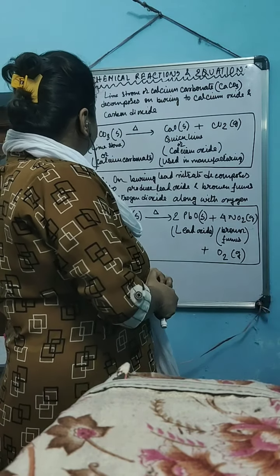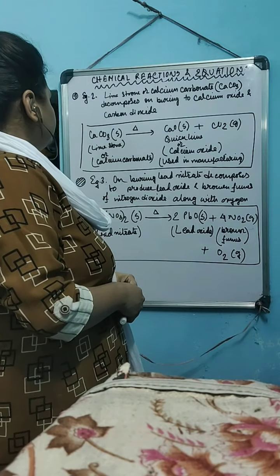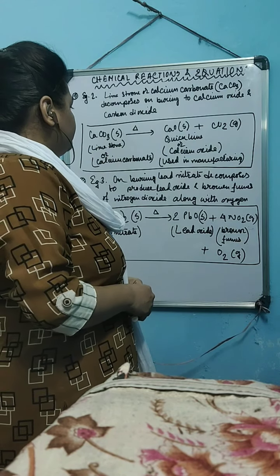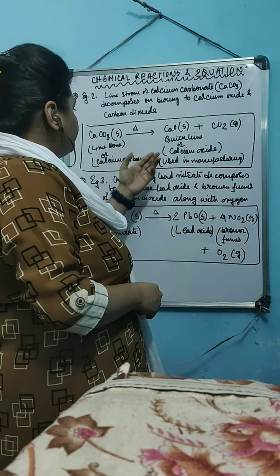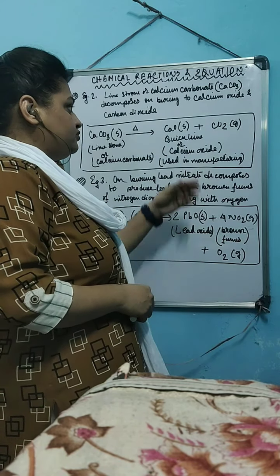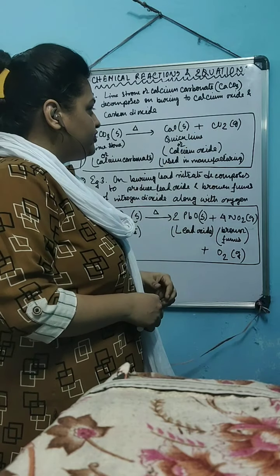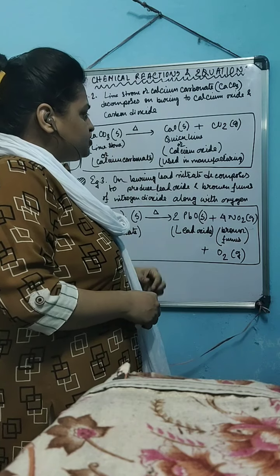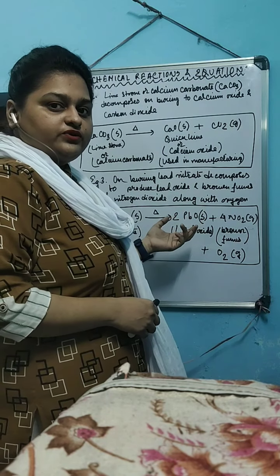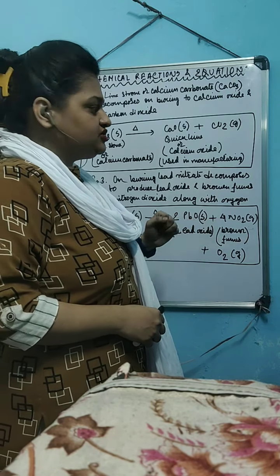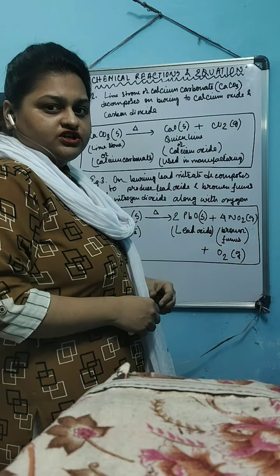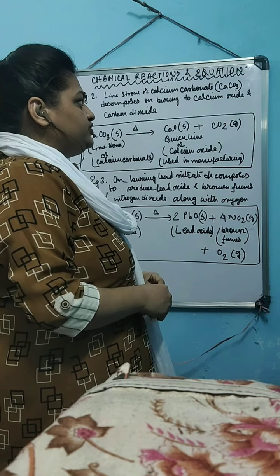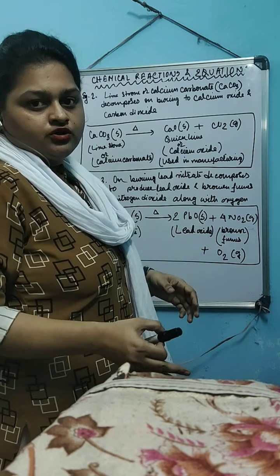The second one is limestone, which is solid calcium carbonate. When it is heated, it decomposes to give calcium oxide, which is quicklime, and carbon dioxide gas. You have seen the reverse of this reaction in the last class, where we were discussing combination reaction. As I said at the start of today's lesson, decomposition reaction is the opposite of combination reaction.